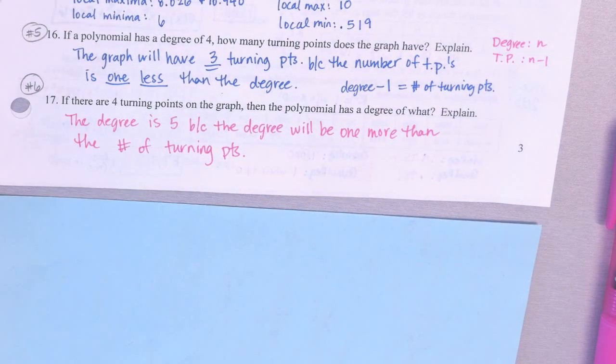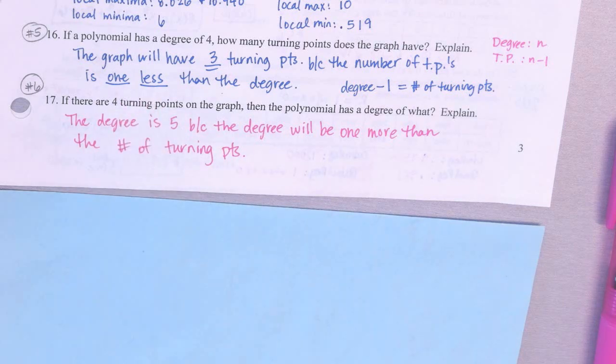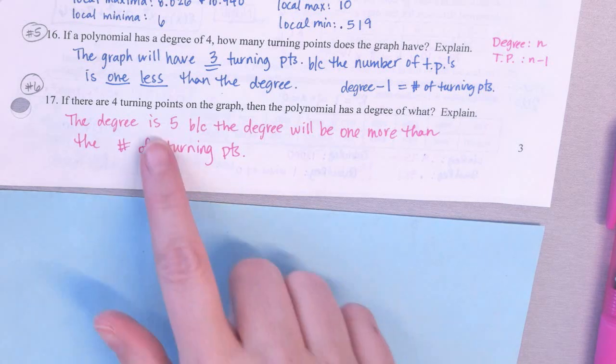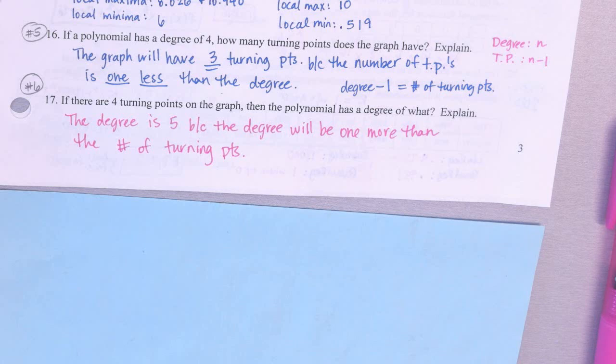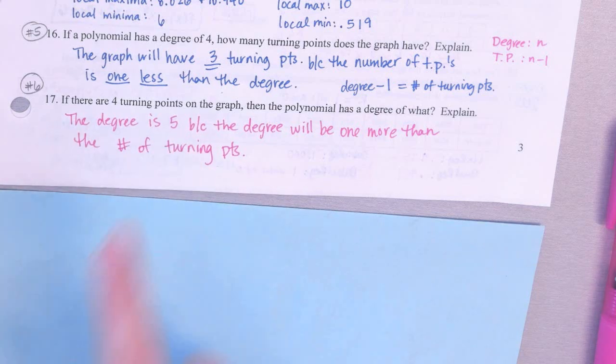Okay, and then this one actually says this, but in reverse. If there are 4 turning points in the graph, then the polynomial has a degree of what? Explain. Well, the degree would have to be 5 because the degree is 1 more than the number of turning points. So if you can see the graph and find the turning points, you can figure out what the degree is. And then because the degree is 5, what's something else we would know about this?